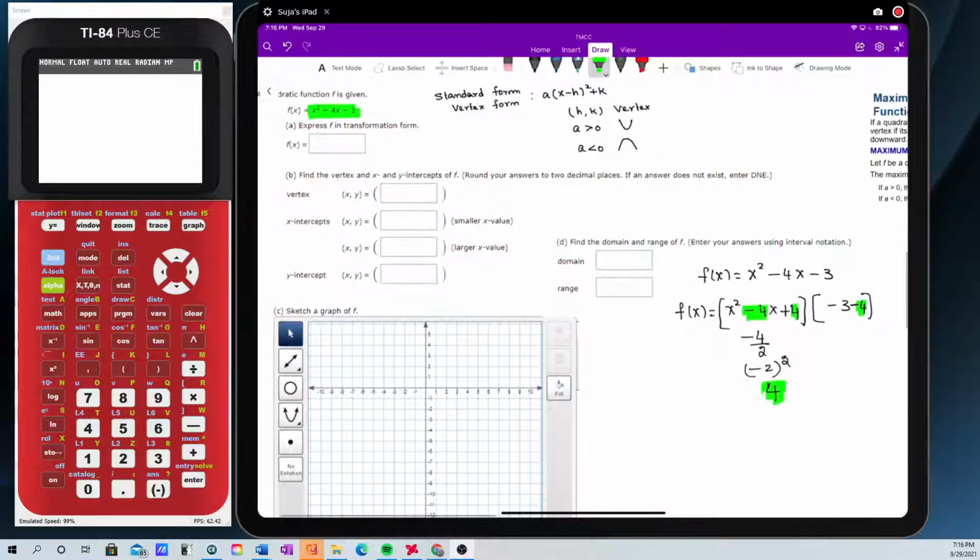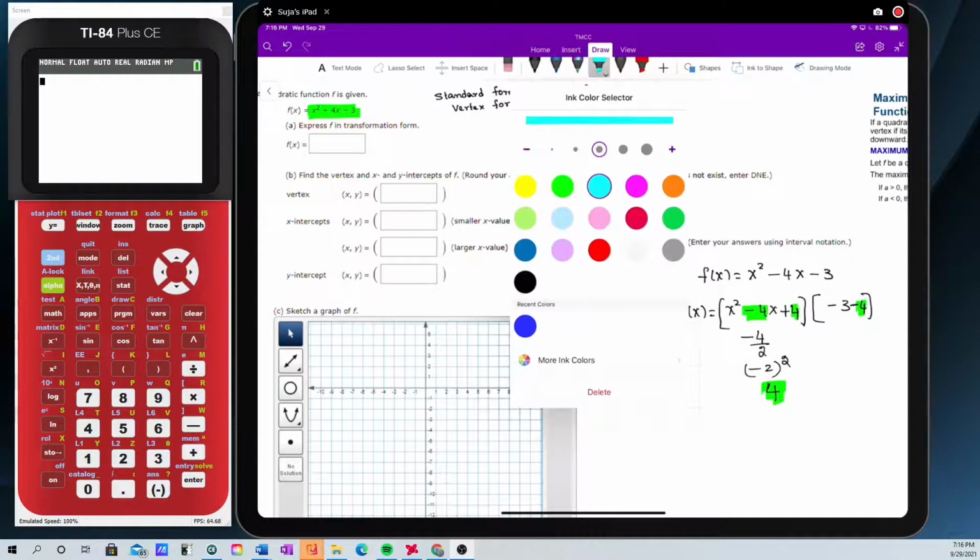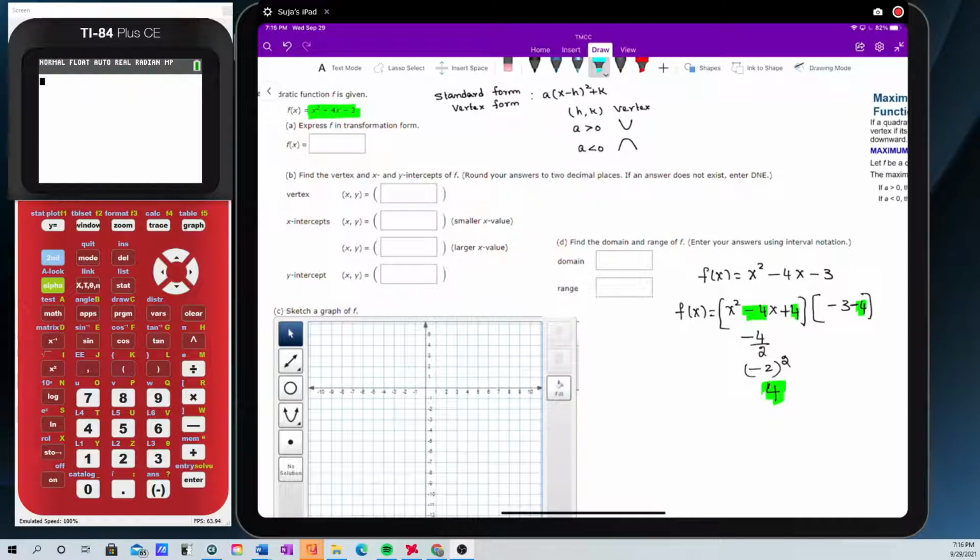If I did that right, the first bracket is a perfect square, and what that becomes is (x minus 2) the whole squared. And then I combine negative 4 plus negative 3, which would be negative 7. So this is my transformation form: (x minus 2) the whole squared minus 7.